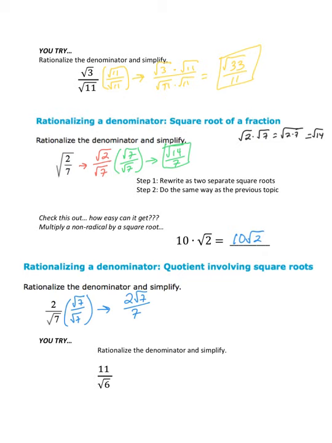Rationalize this denominator and simplify. Let's take a look. Multiply everything by the square root of 6. I have 11 times the square root of 6 over 6. 11 and 6 have no common factors. I cannot make it any simpler. It is simplified.